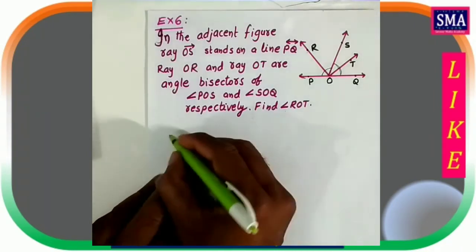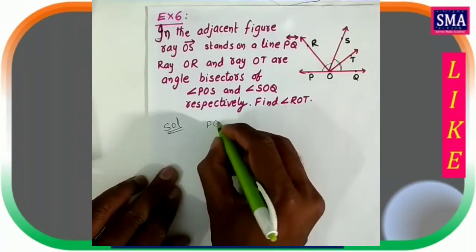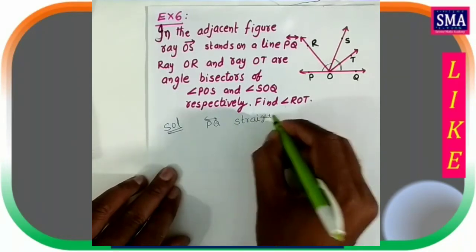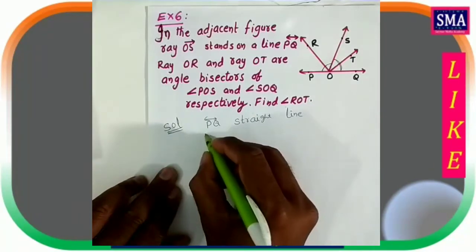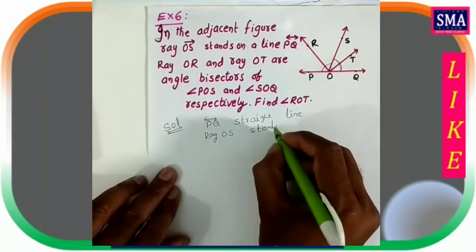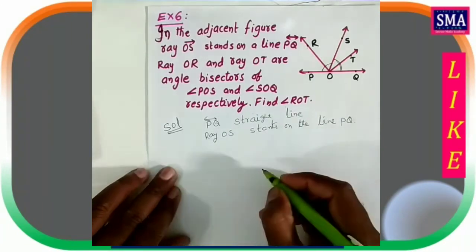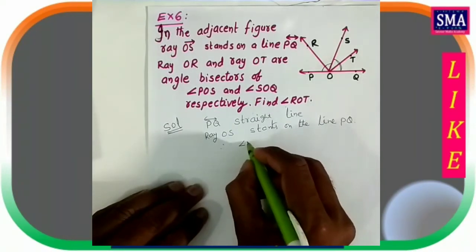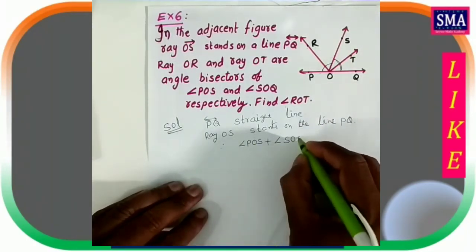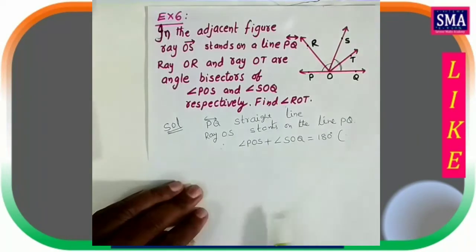Okay. First of all, solution. In the data given, PQ is a straight line. Next, ray OS stands on the line PQ. Therefore, angle POS plus angle SOQ equals 180 degrees because of the linear pair.